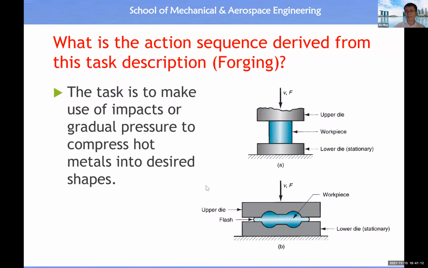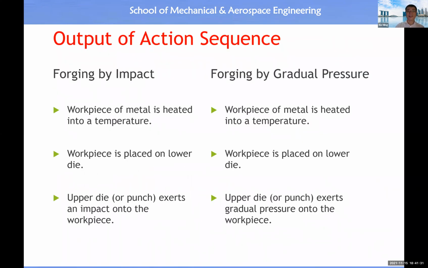Then how about the task of forging? The task description is to make use of an impact or gradual pressure to compress hot metal into a desired shape. So this is an input of a task description. Then what will be the output of an action sequence?